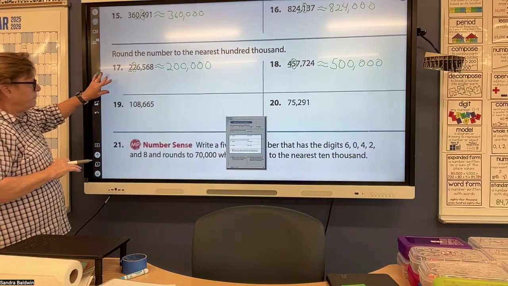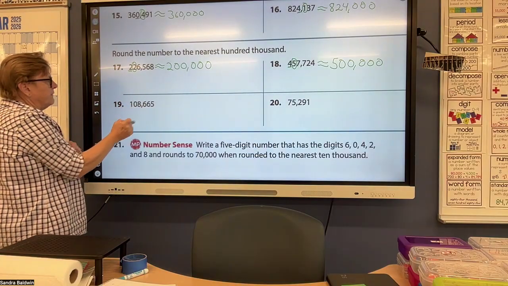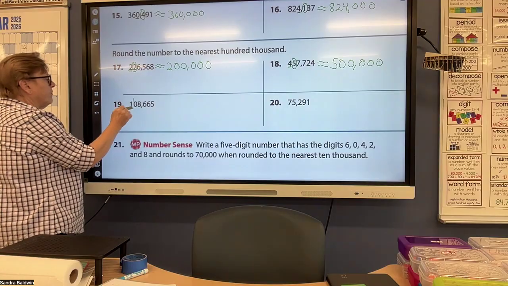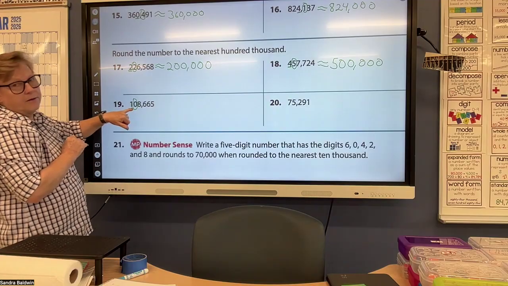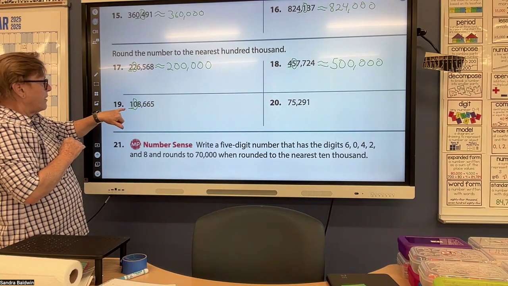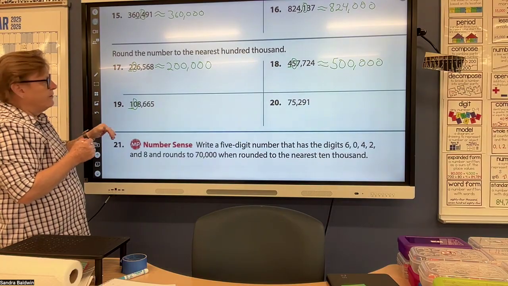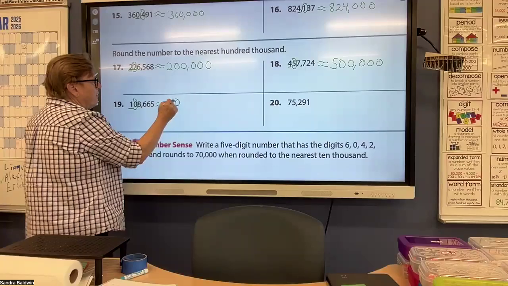19. We have 108,665. I'm going to underline the 1. Draw a circle around the 0. That is definitely less than 5. So it's going to stay at 100,000. The choice is 100,000 or 200,000. It's obviously closer to 100,000.